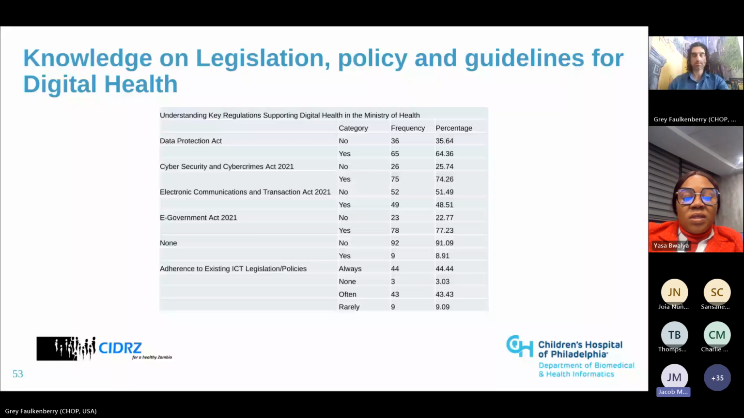The results concerning legislation, policy, and guidelines indicate that a minimum of 50% of the participants are knowledgeable about ICT policies, showing a satisfactory level of awareness in this area. Next slide.